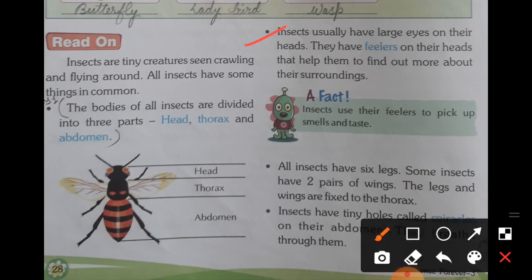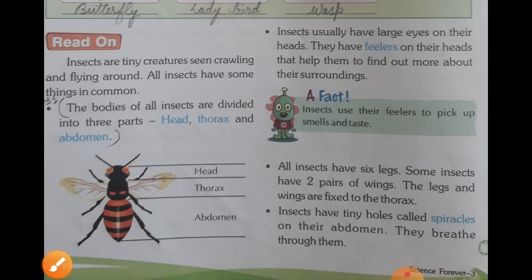Next feature is insects usually have large eyes, and they have feelers on their head that help them to find out more about their surroundings. Insects have big eyes, and they have feelers. This is the feeler. On their head, they help to find out more about the surroundings. Now we find out what is what with the help of these feelers.